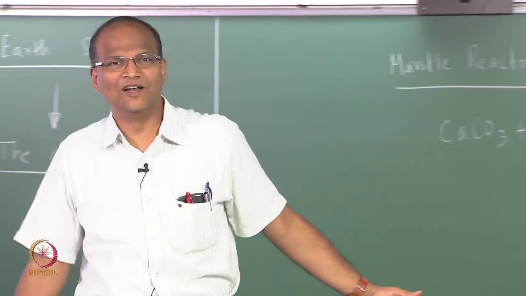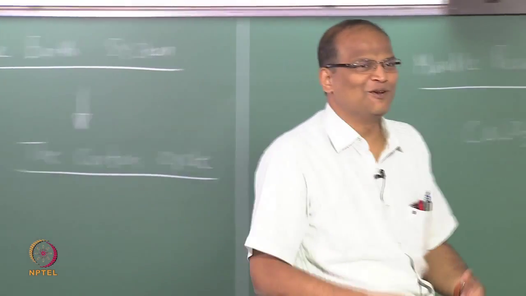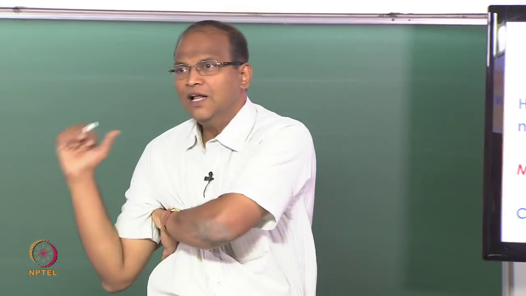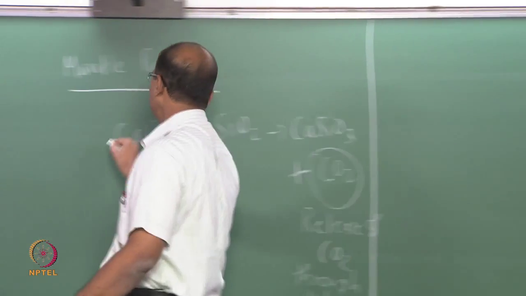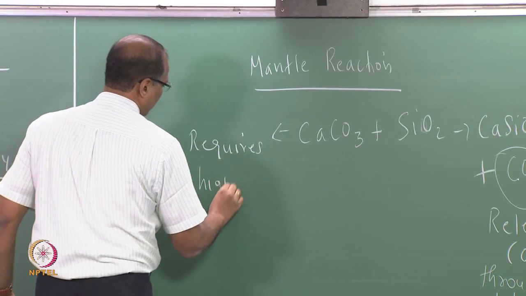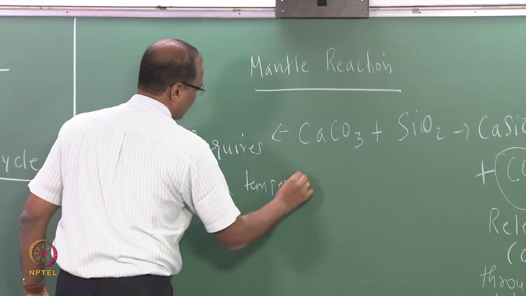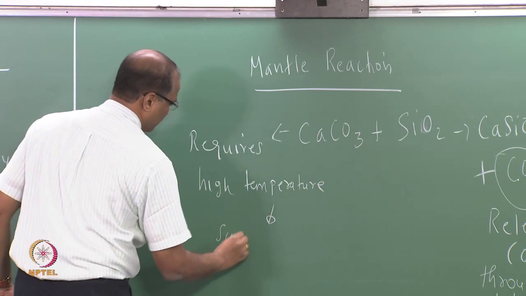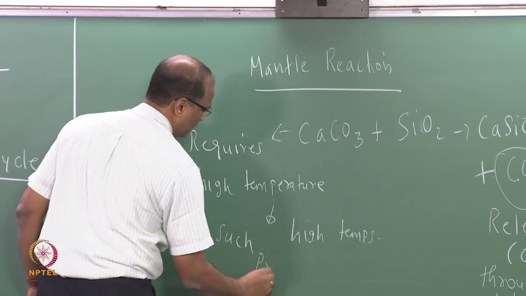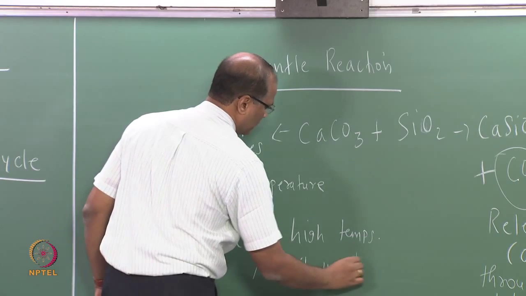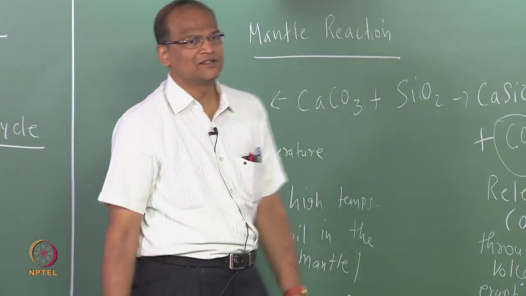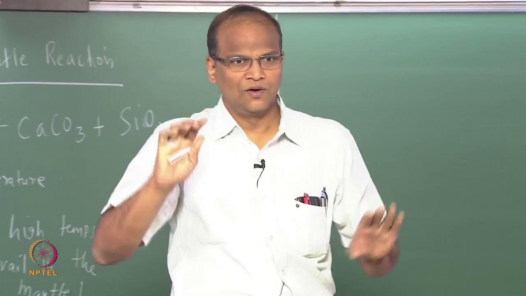This is a very bad way of trying to get some, where you have to go deep into the ocean, and might as well make cement on the land, right? So calcium silicate has a lot of uses in civil engineering also, right? So this reaction requires high temperature. Such high temperatures prevail in the mantle. All right.